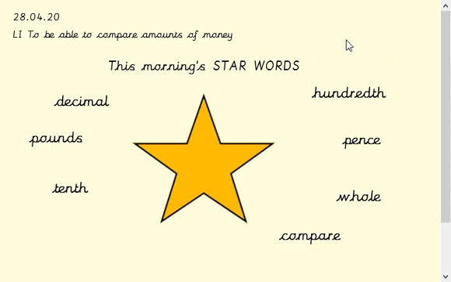This morning then, moving into the main part of our lesson, we're going to be taking yesterday's learning 1 stage further. So yesterday we looked at writing amounts of money. Today we're going to be looking at comparing amounts of money. And we've got here in our star words this morning: decimal, pounds, tenth, hundredth, pence, whole, and compare.